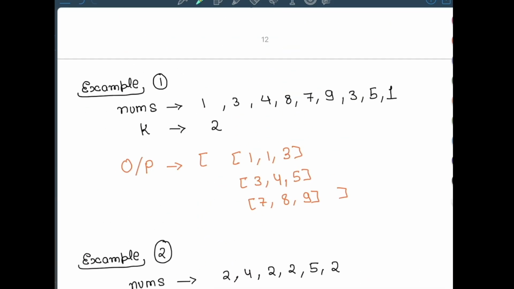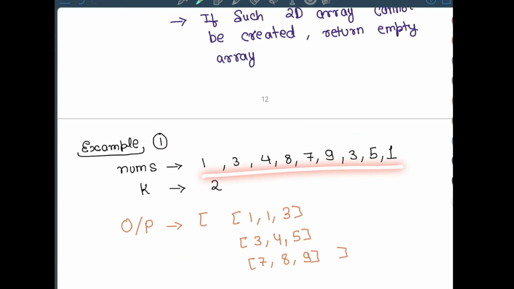For example, if this is our input, then what we do is we say, okay, we need to create a triplet, right? We need to divide our array nums into multiple arrays, and each array is going to have 3 elements. So let me try to choose the first 3 elements which are available. This is the first element, this is the second element, and this is the third element. So we will say, okay, 1, 3 and 4 can be a particular triplet or can be an array.